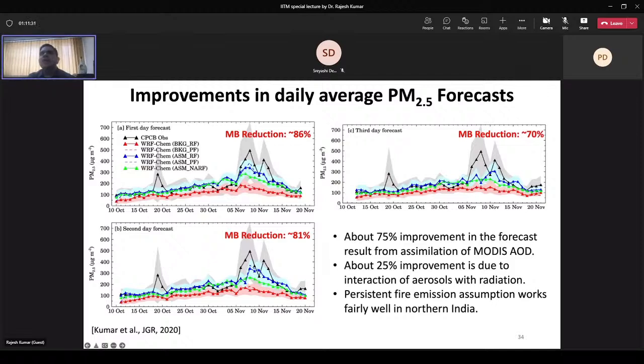For the most part, the green and blue curves overlap with each other. But there is a difference between the blue and green curves when we have the most acute air pollution episodes in Delhi. The difference between the blue and red lines gives us the benefit of improving the initial conditions because of assimilation, plus also the importance of aerosol radiation feedback. Whereas the difference between the blue and green lines tells us the improvement only because of aerosol radiation feedbacks. On average, we were able to reduce mean bias in the first day forecast by 86%. The second day was about 81%, and the third day was about 70%.